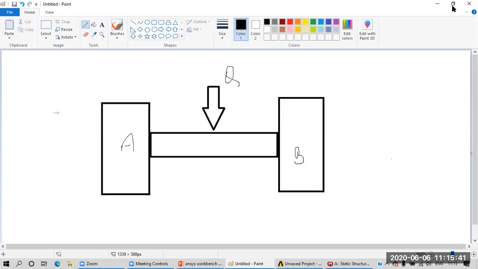Finite, we have understood about that. Element means a part of any machinery, a part of any mechanism, or a piece of any mechanism. And analysis means to observe. Now let's see how it actually looks.